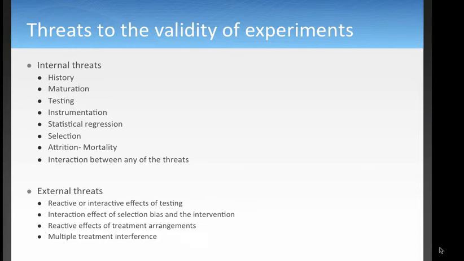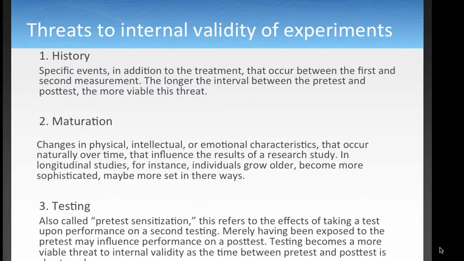Threats to the validity of experiments. We can distinguish two broad threats: internal threats or external threats. Internal threats include history, maturation, testing, instrumentation, statistical regression, selection, attrition, mortality, or interaction between any of the threats. There will be another video about the external threats.